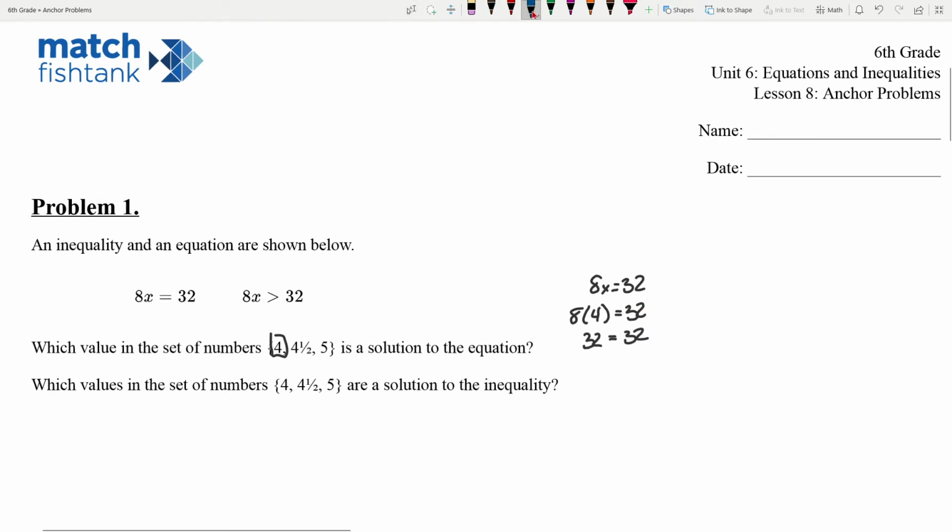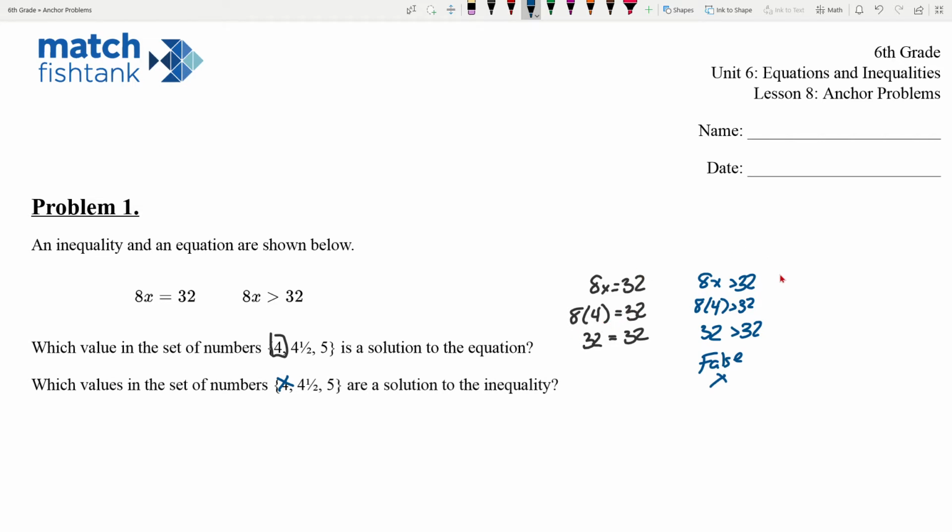Then, what about the inequality? Which value in the set of numbers 4, 4.5, 5 are a solution to the inequality? Interesting. Let's test that 4 again. 8x would need to be greater than 32. 8 times 4 would need to be greater than 32, and we've already done 8 times 4, that's 32. Is 32 greater than 32? No, that's false. That's not true. So 4 is actually not a solution to the inequality, even though it's the solution to the similar equation.